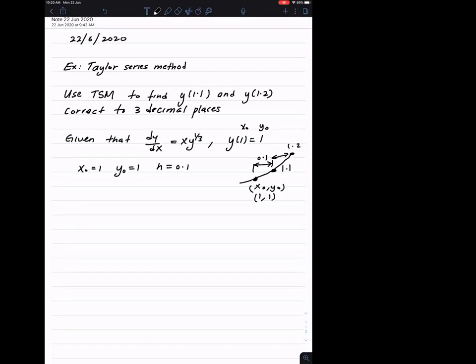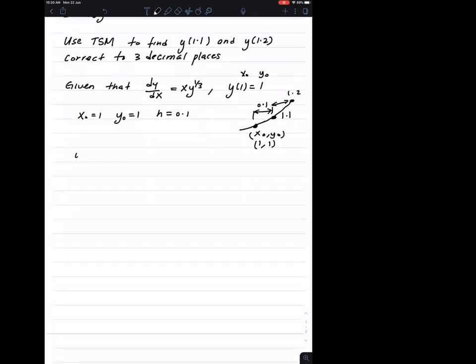So there are several ways of doing this. Remember earlier on we used the same formula. So you can write dy/dx as y prime. y prime is xy to the 1/3. So y prime at x naught is equal to x naught y naught to the 1/3.